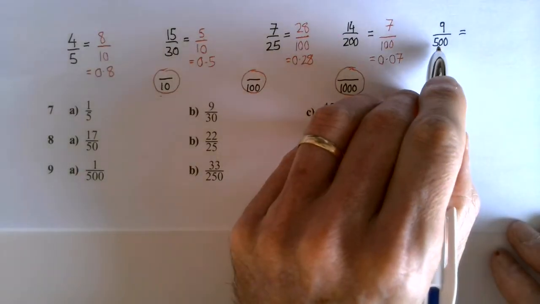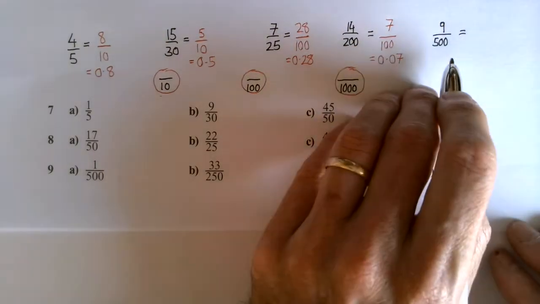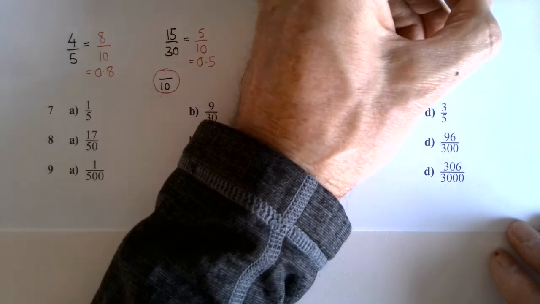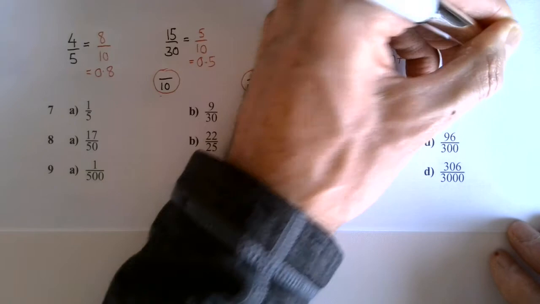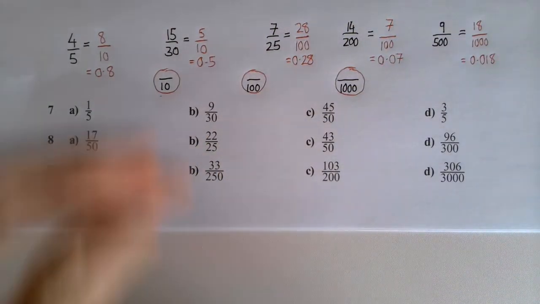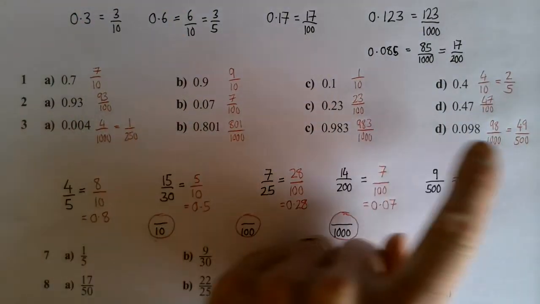Here I can't get that down to 100, I'd have to divide it by 5, and 9 you can't divide by 5, but I can get it to 1000 by doubling it. So that's 0.018, 18 thousandths. So we're doing this in reverse.